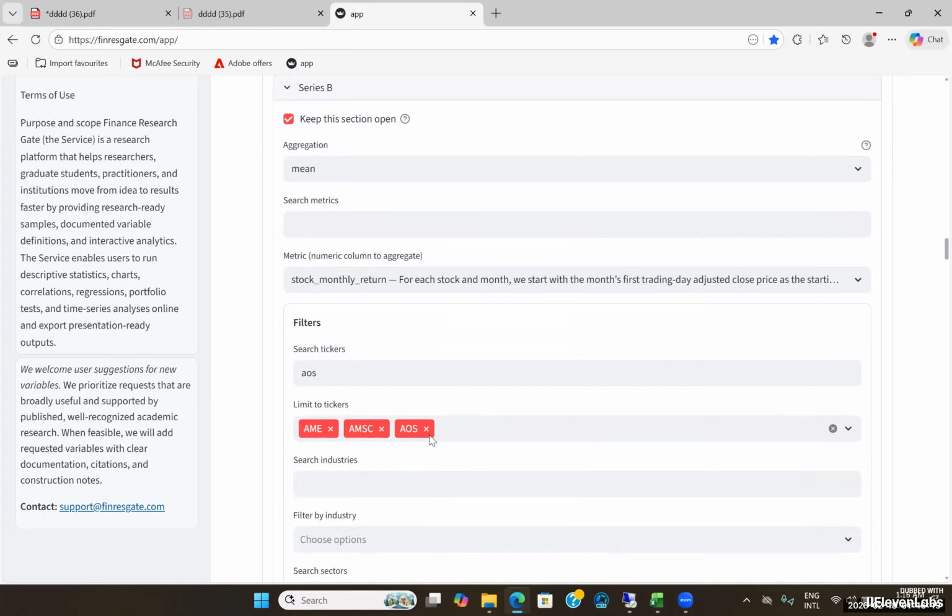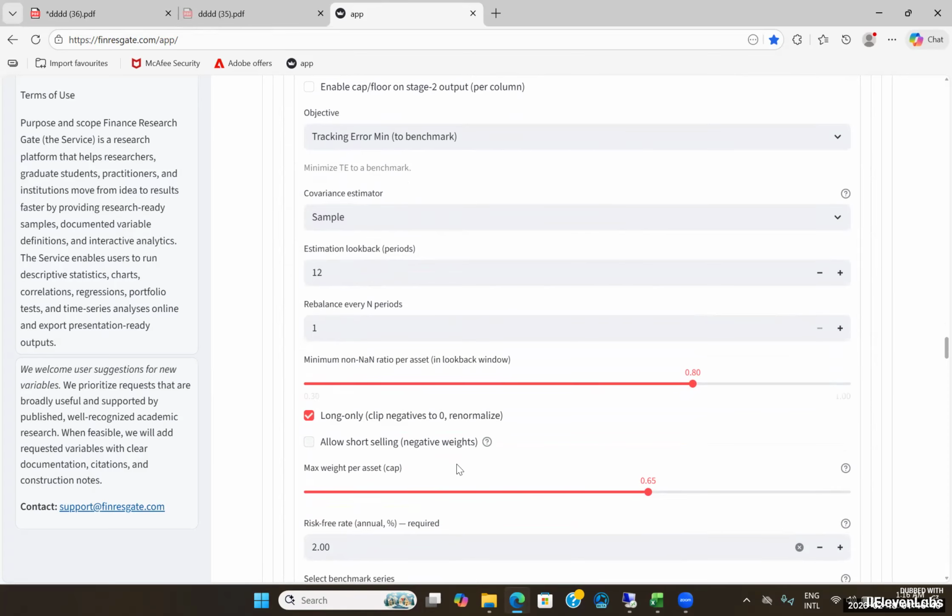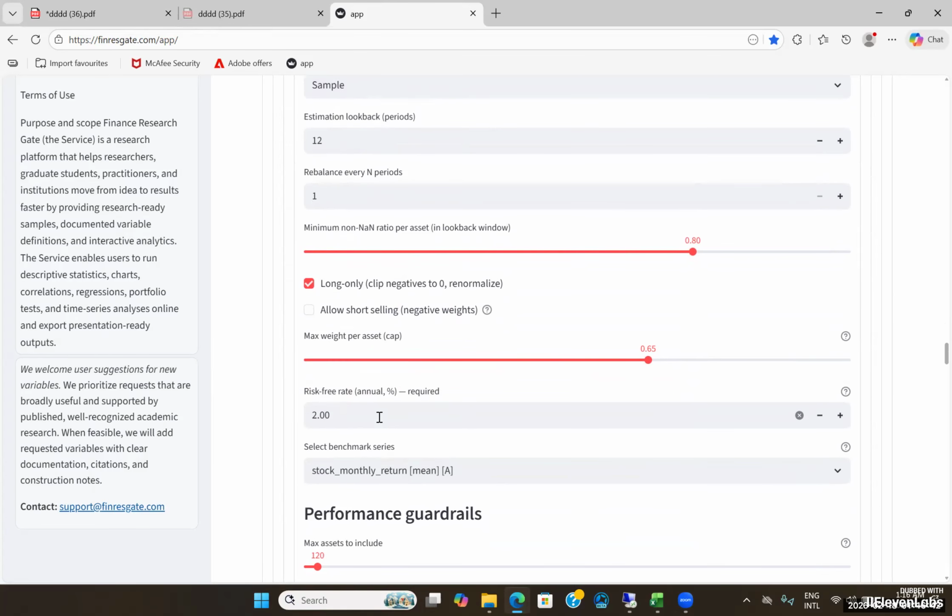Following that, we proceeded to apply a series of specific filters, and then we activated the dedicated portfolio management section, where we carefully selected the objective of minimizing the tracking error. We went ahead and selected a simple covariance estimator for this particular task, and then, as is our customary approach, we simply accepted all the default settings for everything else that was required.